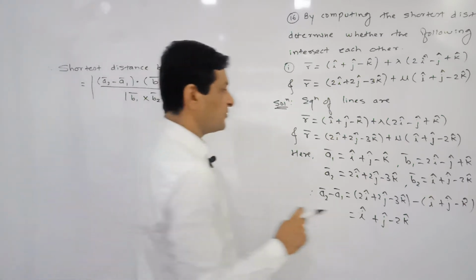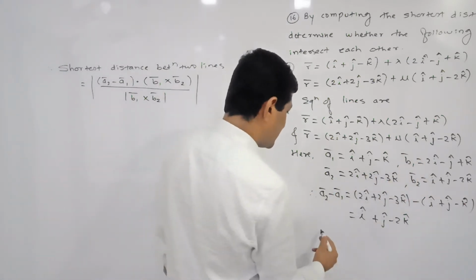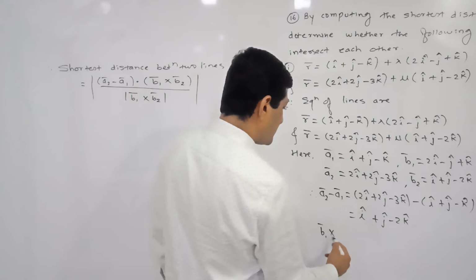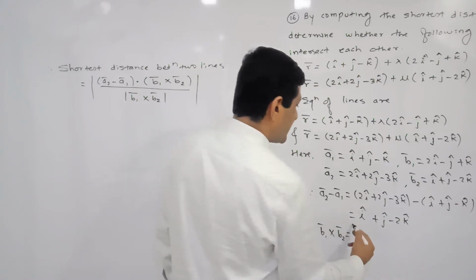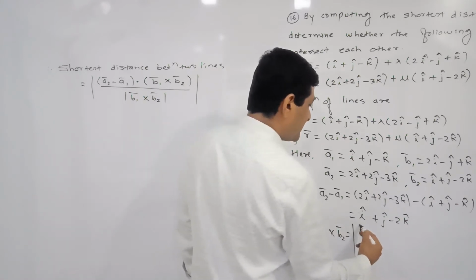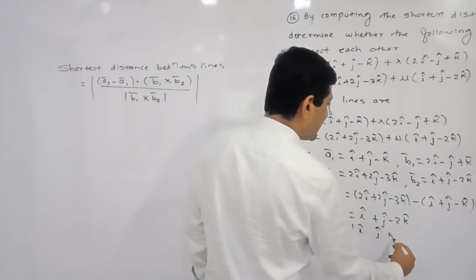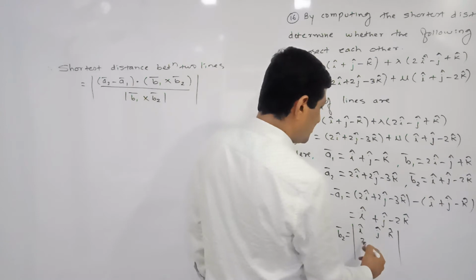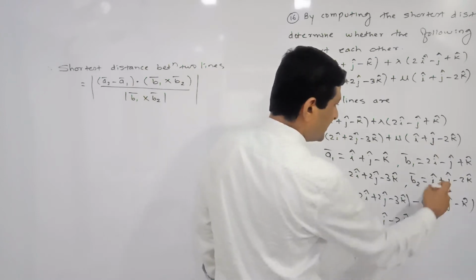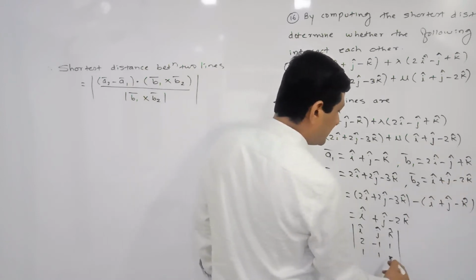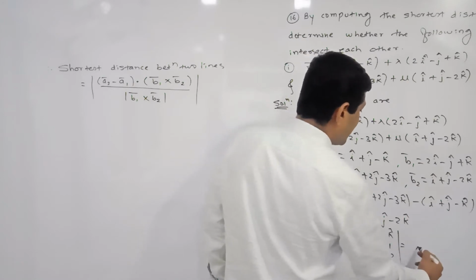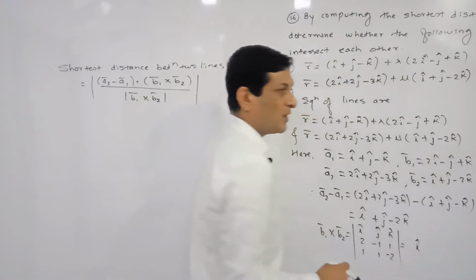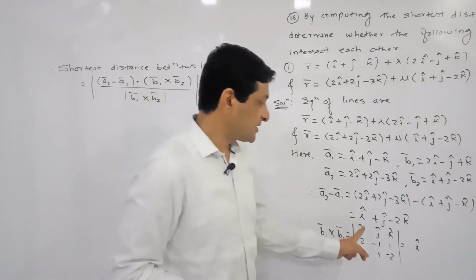B1 bar cross B2 bar. Now try to find out the cross product of these two vectors, B1 bar cross B2 bar. We know that the cross product can be found out using a determinant. In the first row write down the basic vectors I, J, K. Then what are the coefficients here? 2, minus 1, 1, and here the coefficients are 1, 1, minus 2. Let us simplify it. First find out the coefficient of what? I cap. So for that purpose delete this column.